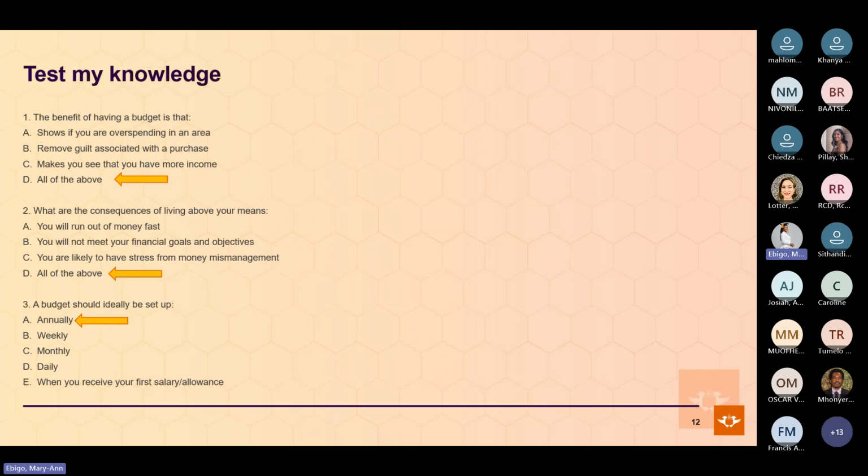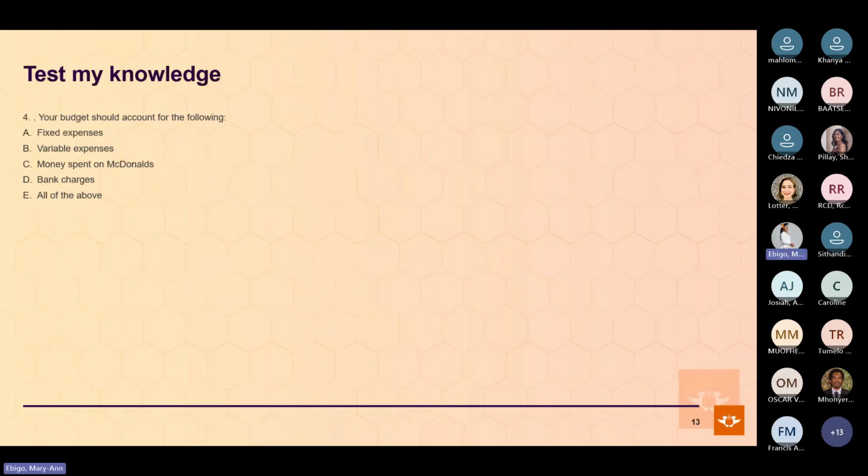If you find that you want to be conscious on a daily basis, yes, you can. But when it comes to setting up your budget, set it up on an annual basis. And then the last question for this section is, your budget should account for the following. A, fixed expenses. B, variable expenses. C, money spent on McDonald's. D, bank charges. E, all of the above.